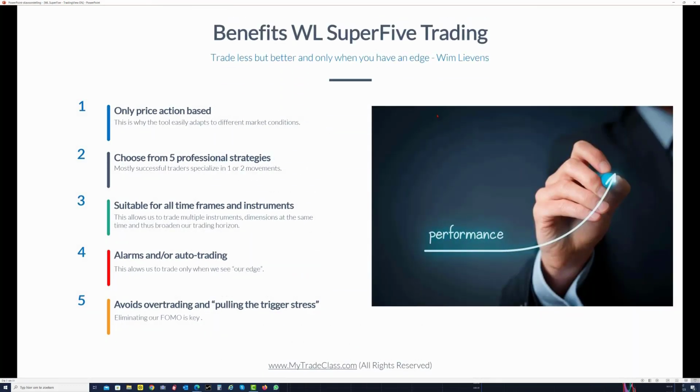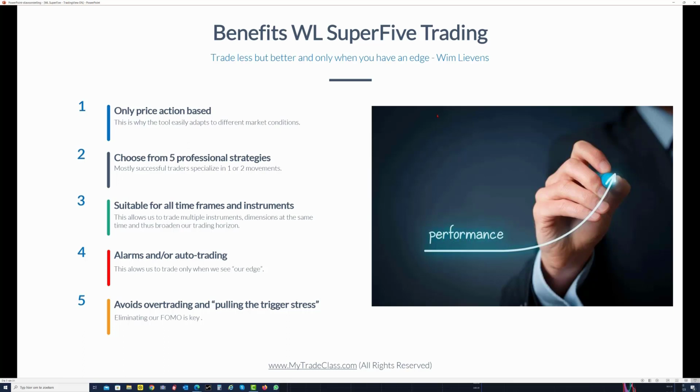What could this SuperFive trading tool bring? The reason I developed it is because the way I trade, and you will see this further in the video, is based on price movement only. And this tool has been developed exactly the same way. There are 5 strategies incorporated. You have 9 algorithms you can use, but you say you have 5 categories, 5 strategies.